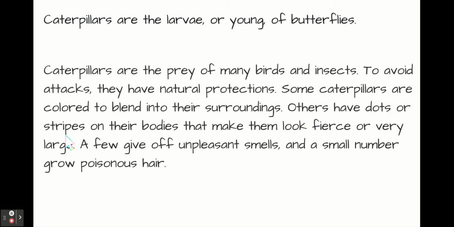Others have dots or stripes on their bodies that make them look fierce or very large. A few caterpillars give off a very unpleasant smell, and a small number of them grow poisonous hair. So all of these characteristics help caterpillars stay away from birds and insects, right? They're predators and prey.